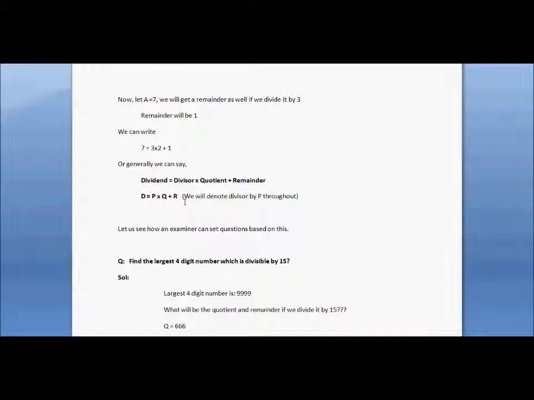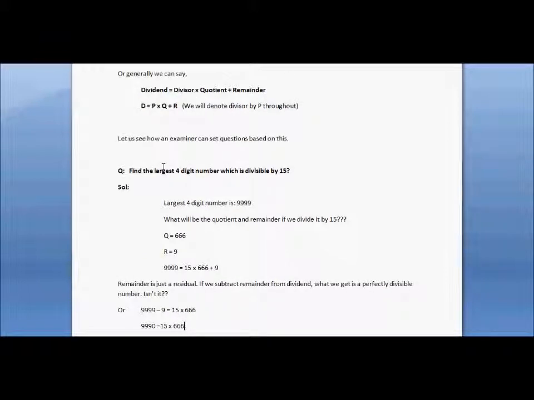Now let's see how an examiner can set questions based on this, right? A very common question is: find the largest 4-digit number which is divisible by 15, or the largest 3-digit number, or the largest 2-digit number, or the largest 6-digit number, or whatever, divisible by any number. So I'm taking 15 as that number. We know that the largest 4-digit number is 9999. So any number which would be divisible by 15 exactly should be either 9999 or less than 9999. Now how do we proceed about it, right?